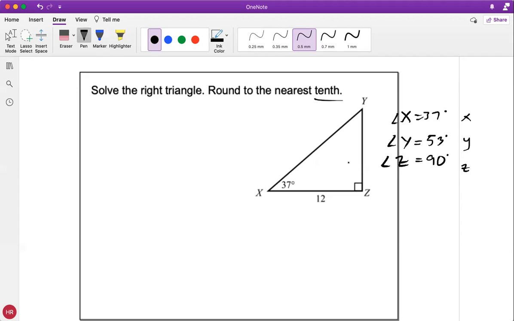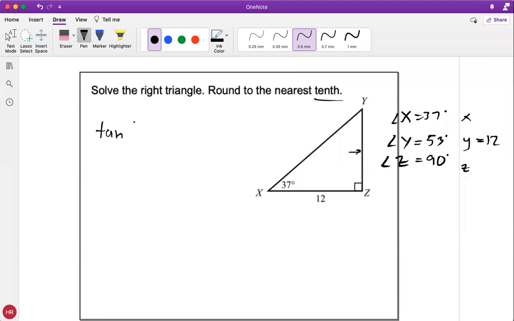I'm given side Y, which is 12. And now I can find any of the other sides I want. Let's say I'm going to find side X next. This is the opposite side from X, and I'm given the adjacent side from X. And the ratio which relates the opposite side to the adjacent side is the tangent.